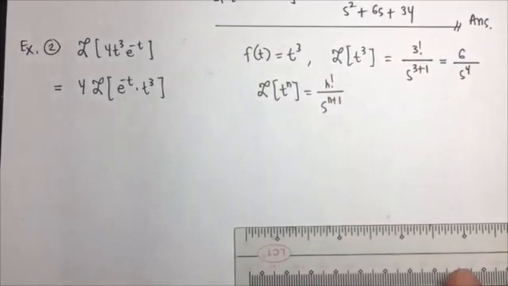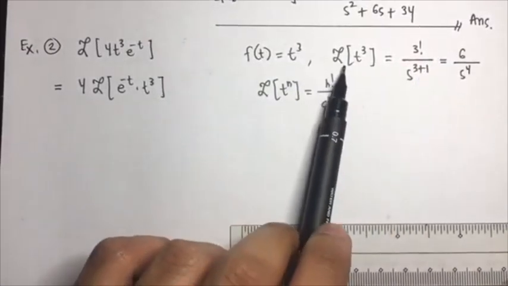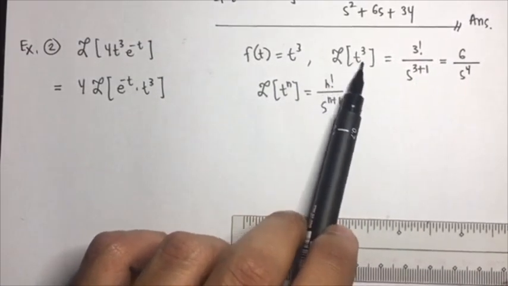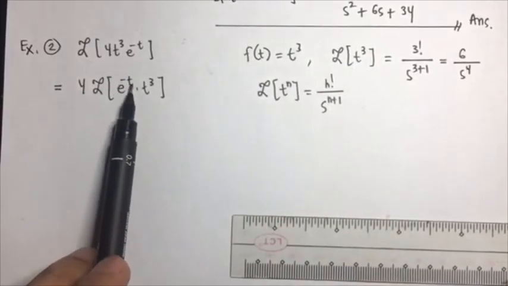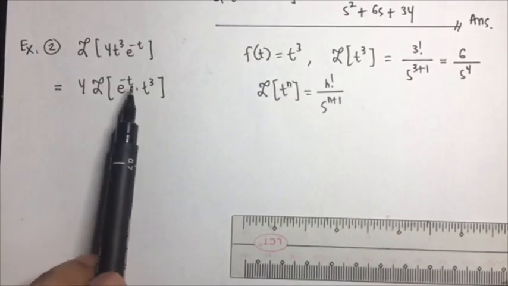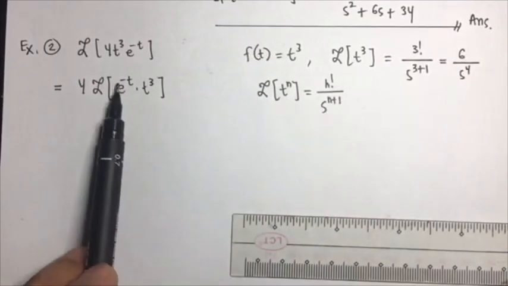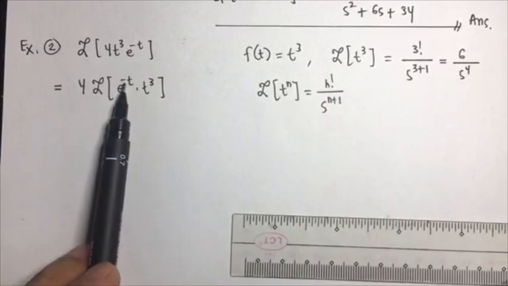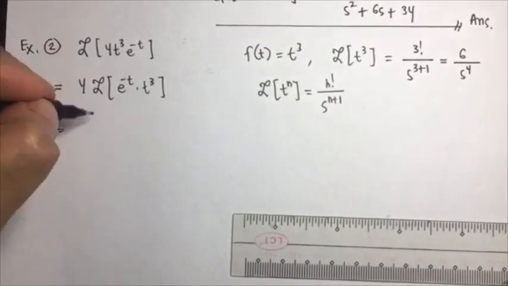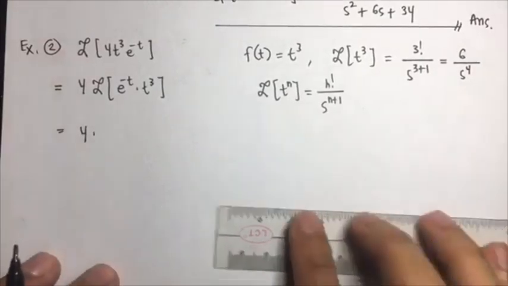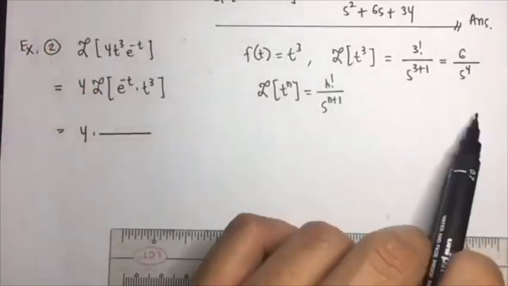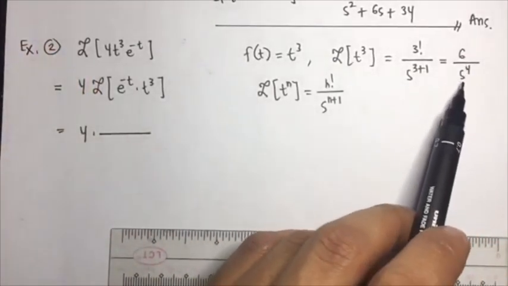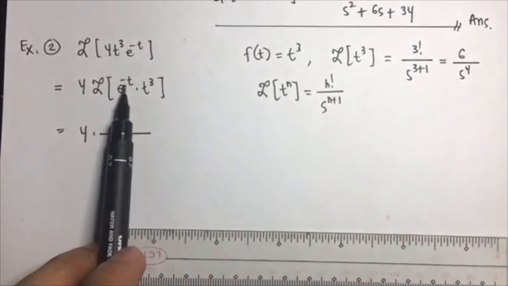Since this is the Laplace transform of t cubed, now if we have a multiplier of e raised to the negative t, we need to replace all the s with s minus negative 1, because our a here is negative 1. So that will become 4 times the Laplace transform, which now becomes 6 over s to the 4th, but with s replaced with s minus negative 1.